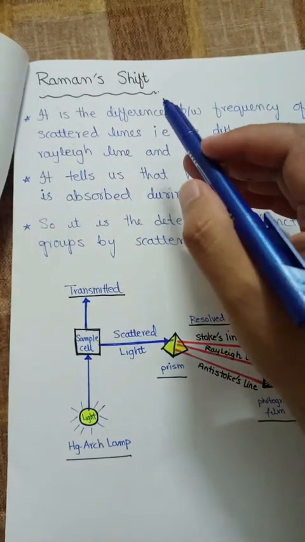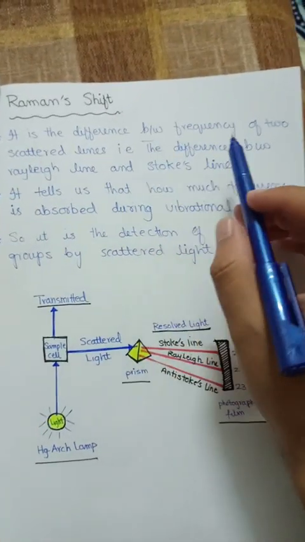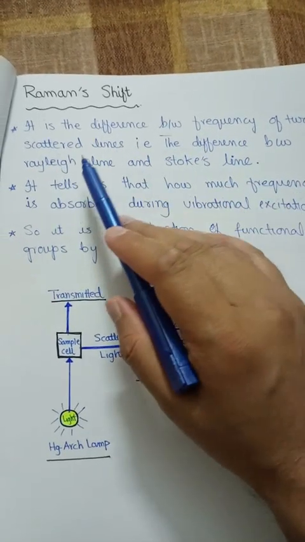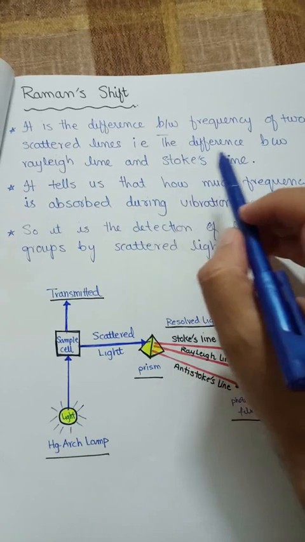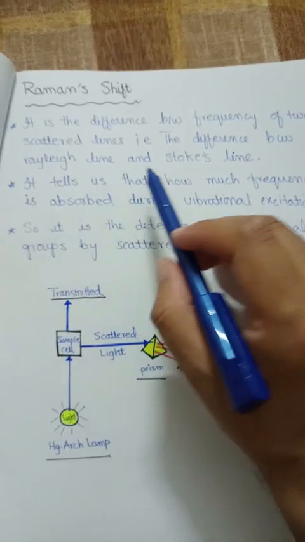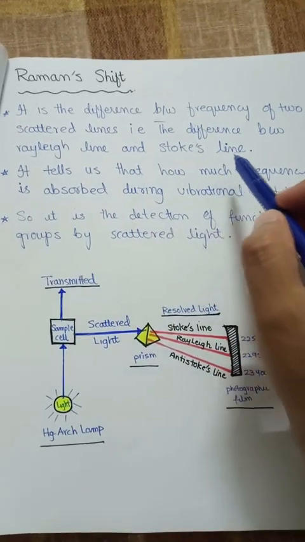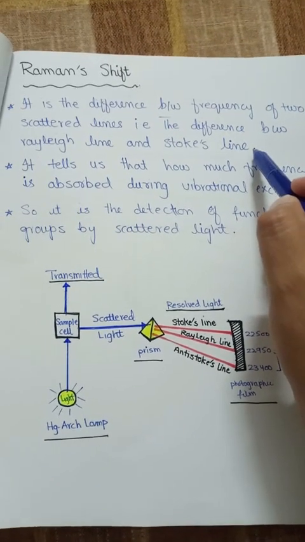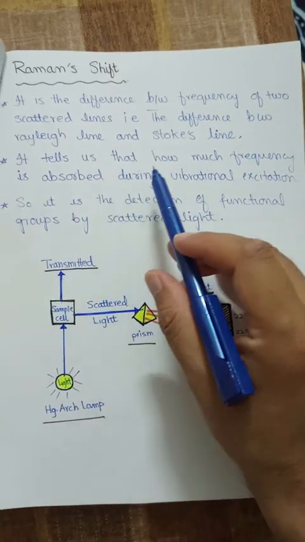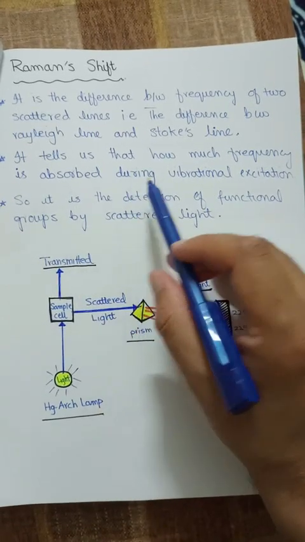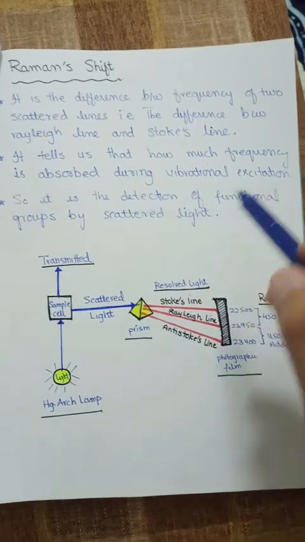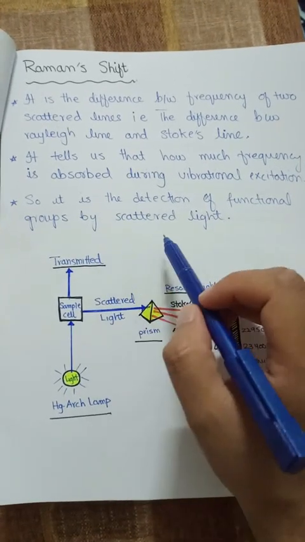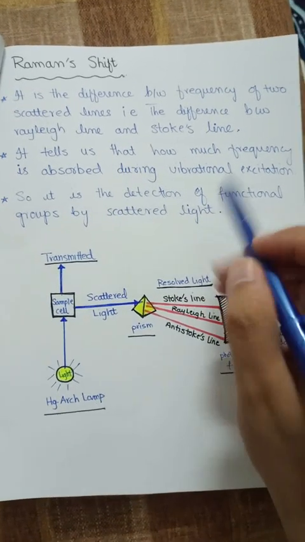What is Raman shift? It is the difference between the frequency of the two scattered lines, that is, the difference between the Rayleigh line and the Stokes line, which gives us the absorption frequency for vibrational excitation. It tells us how much frequency is absorbed during vibrational excitation. So it is the detection of functional groups by scattered light.